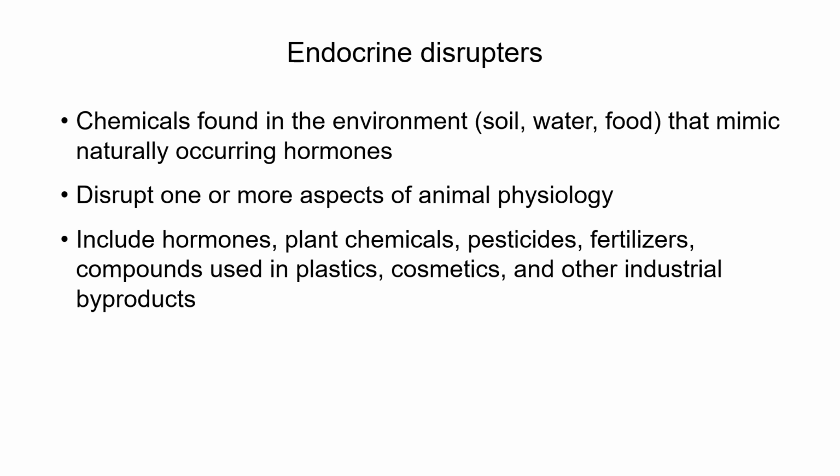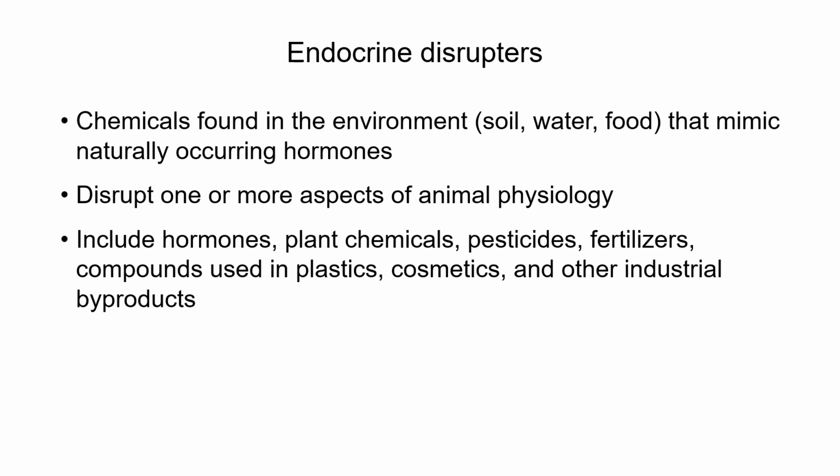Our last topic is endocrine disruptors. And these are substances that occur outside the body. So they're exogenous. They make their way into our bodies, and they mimic hormones. They are structurally similar to a particular hormone, and because they're structurally similar, they're able to bind to receptors and activate those receptors. So they act typically as a hormone agonist. And in that way, they can interfere with one or more aspects of our physiology.